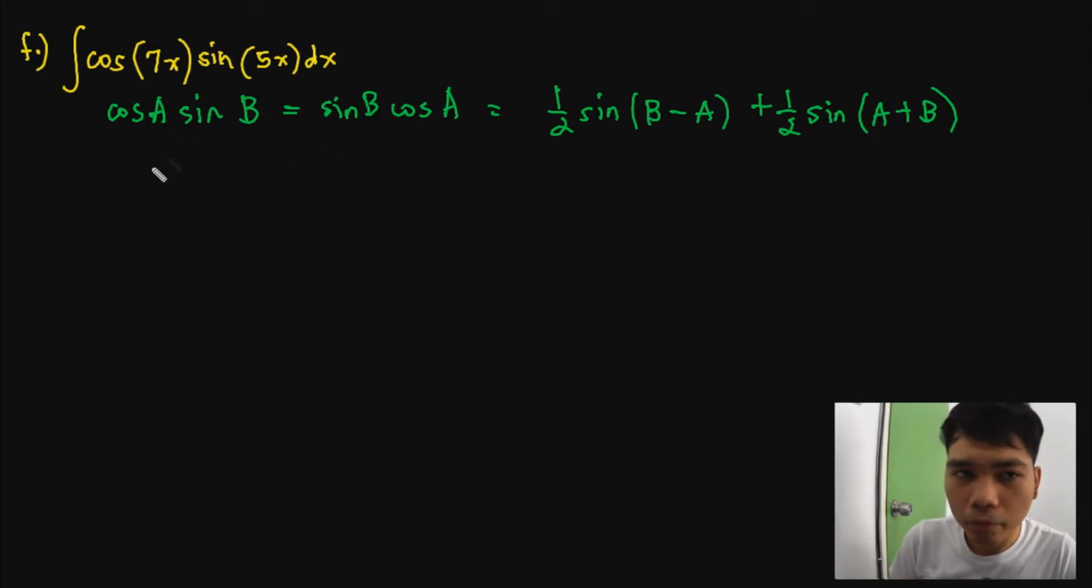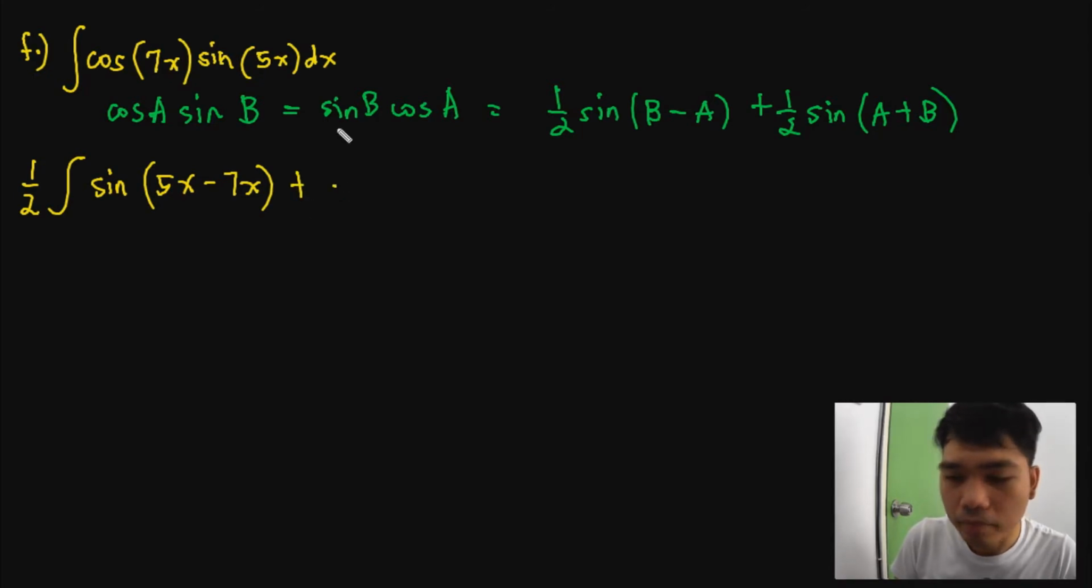Now, we proceed with the redefining. So, this becomes 1/2. So, yung 1/2, ilalabas ko na yan. 1/2. And then, we have sine. So, unahin natin yung A. So, that would be 5x minus 7x. And then, the operation is positive. So, plus, hindi positive. So, we have here sine again. But in this case, this one is 5x plus 7x.